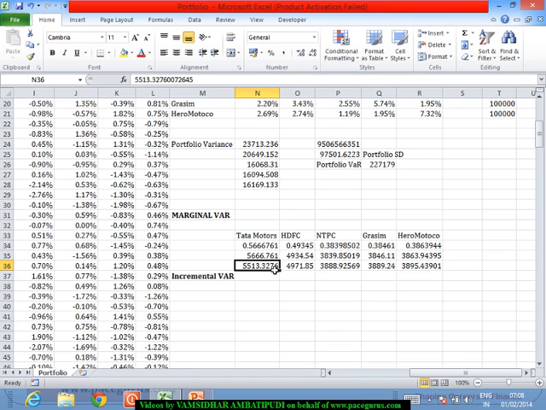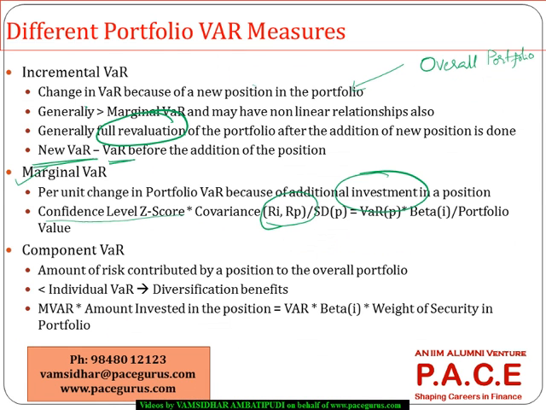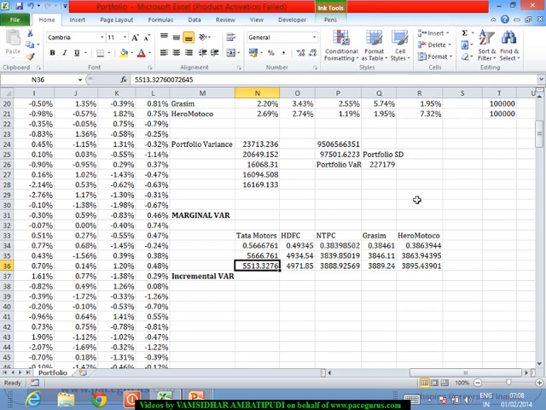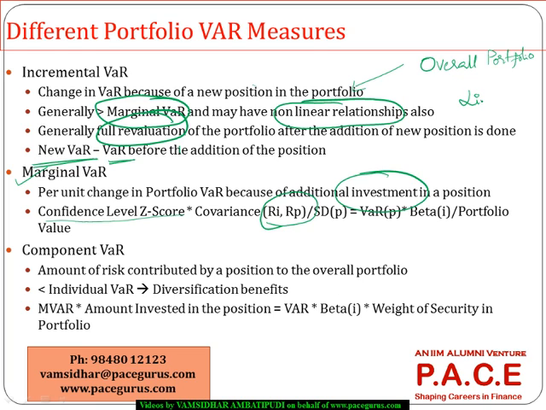So what we also see is, in general, the incremental VAR will be greater than the marginal VAR, and there is a non-linear effect, because the marginal VAR considers the direct linear relationship only, whereas the incremental VAR is also focusing on the non-linear relationship because of the square of the weights and all those things coming up. The non-linear relationship is also taken into consideration. So what we generally see is the incremental VAR will be greater than the marginal VAR.